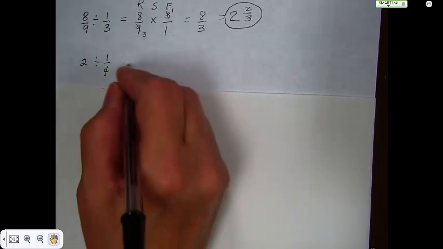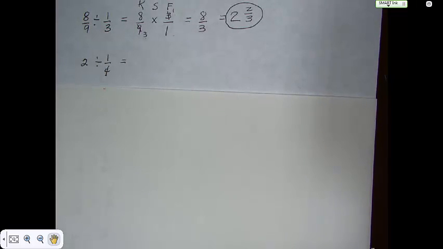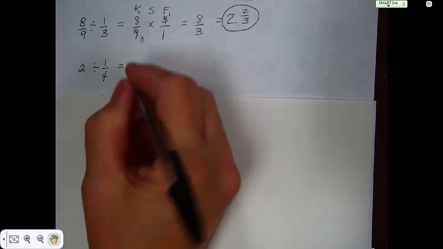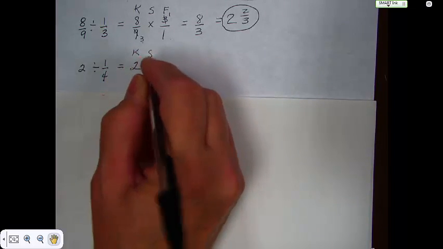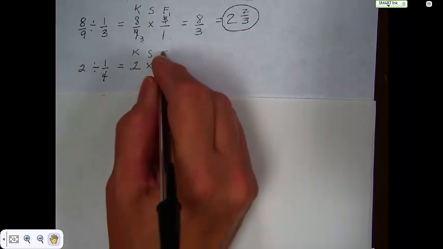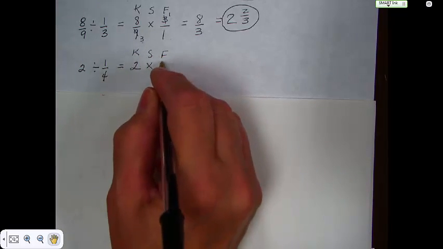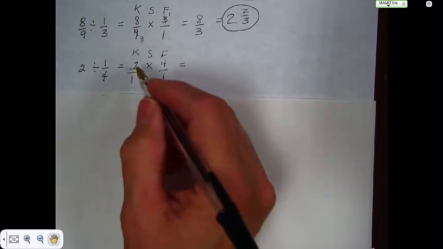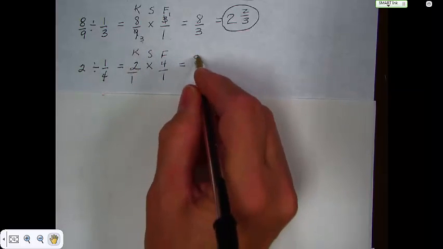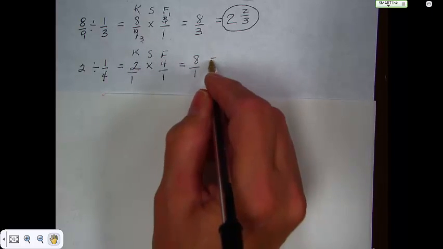The next one, 2 divided by 1/4. Remember, you have to keep 2, switch division to multiplication, and flip. 1/4 becomes 4/1. And we'll go ahead and put this 2/1. Okay? So 2 times 4 is 8, and it's 8/1 times 1, which is 1, which is just 8.